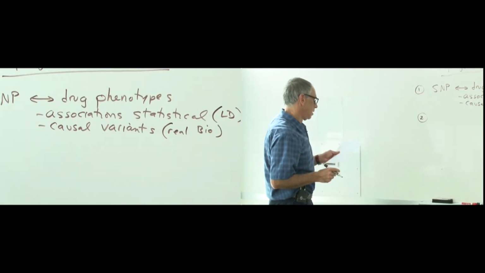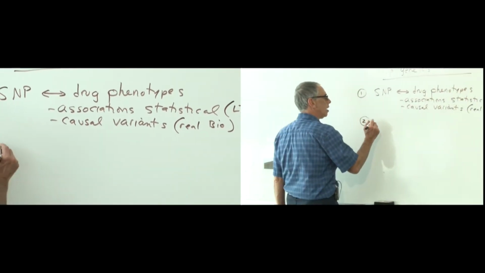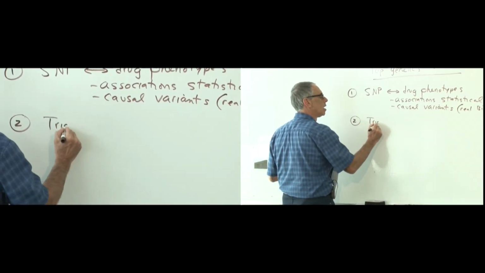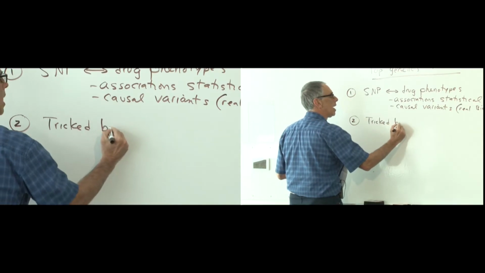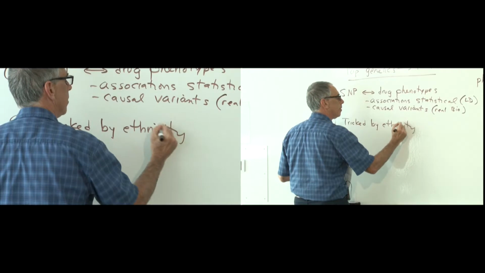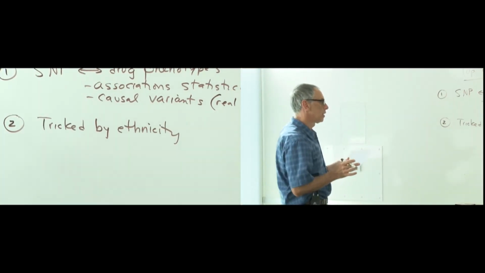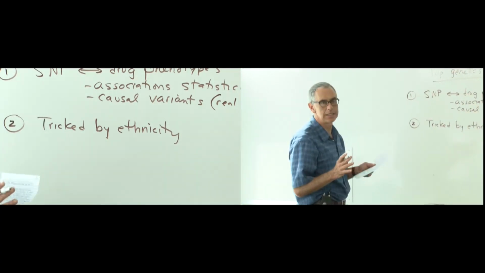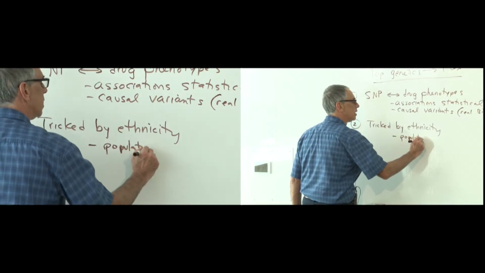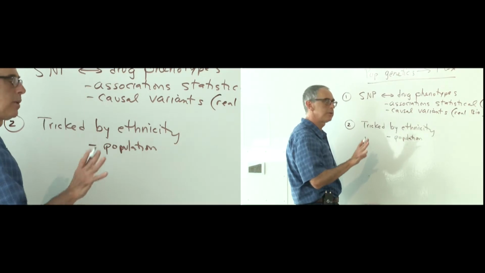The other important thing is that you don't want to be tricked by ethnicity. So that's a funny phrase. What do I mean by that? We know that different populations have different SNPs. So here, populations have different SNP frequencies. Populations, they all share most of the SNPs, but their frequencies can be different.